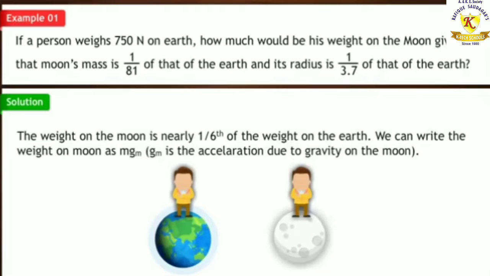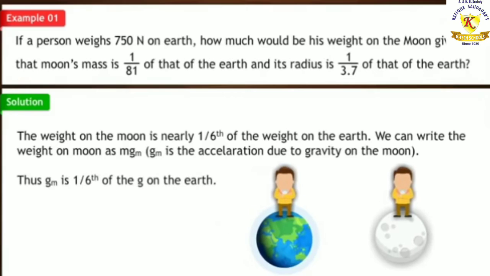The weight on the moon is nearly 1/6 of the weight on the earth. We can write the weight on the moon as m g_m, where g_m is the acceleration due to gravity on the moon. Thus, g_m is 1/6 of the g on the earth.